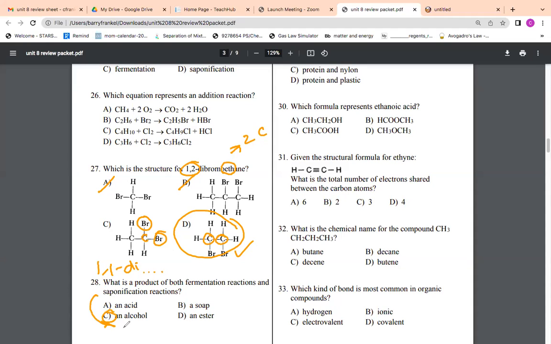In saponification, you get glycerol. And in fermentation, this is the goal of it. You are trying to get alcohol, and you would get ethanol specifically. Okay, so one of your products for both of these reactions would be alcohol. All right, let's get rid of all this stuff.